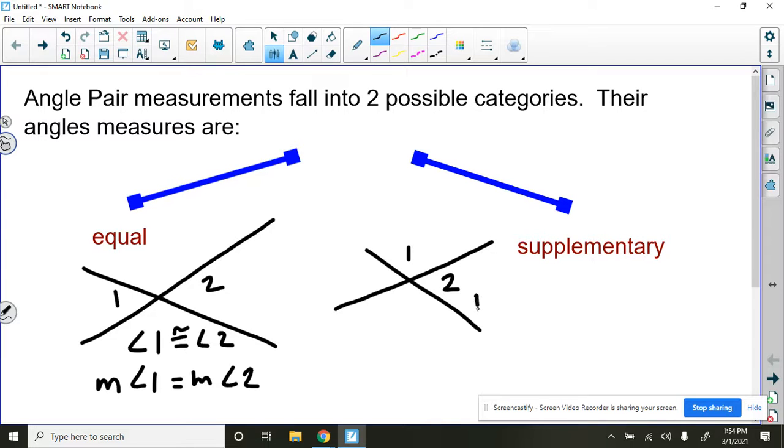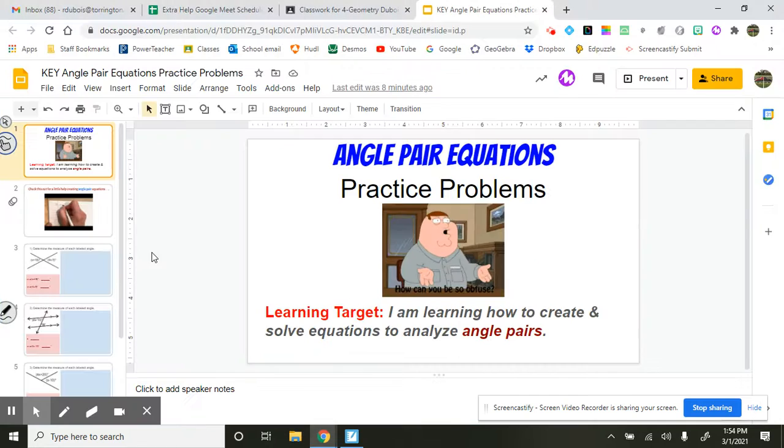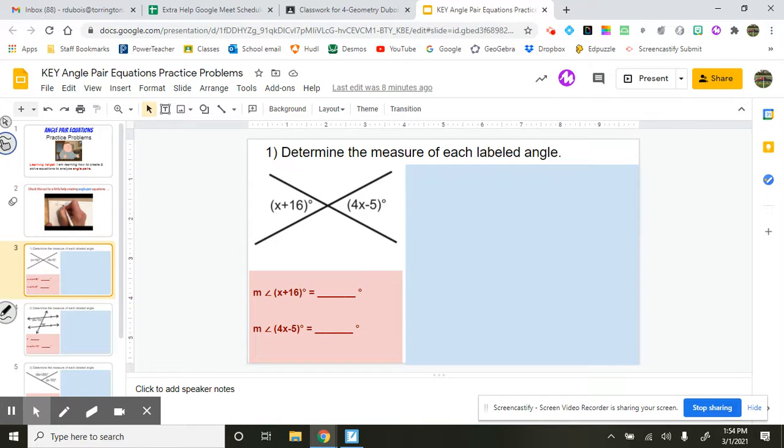but what we can say is this: the measure of angle 1 plus the measure of angle 2 equals 180 degrees. Every single angle pair that we're working with, if the conditions are right, has to fall into one of these 2 categories. Either the angle measures equal each other, or they're supplementary and add up to 180. Keeping that in mind, let's dive into these problems one at a time.